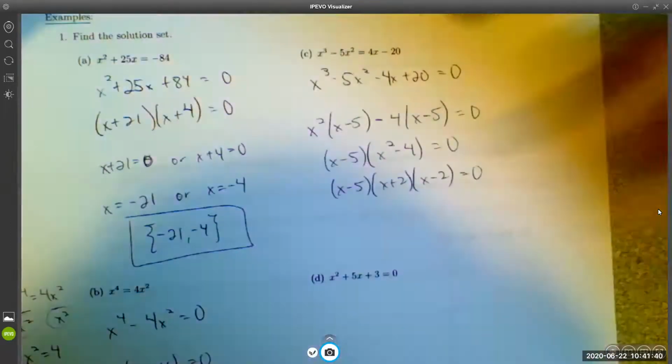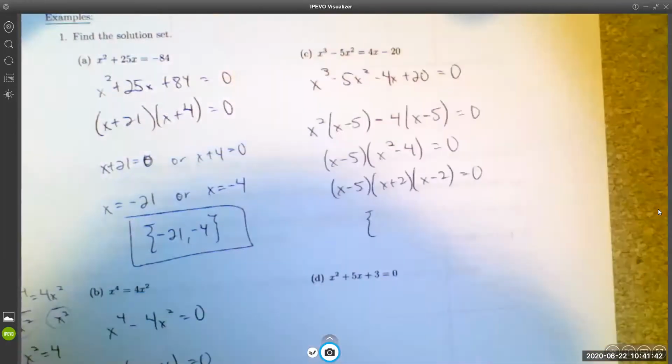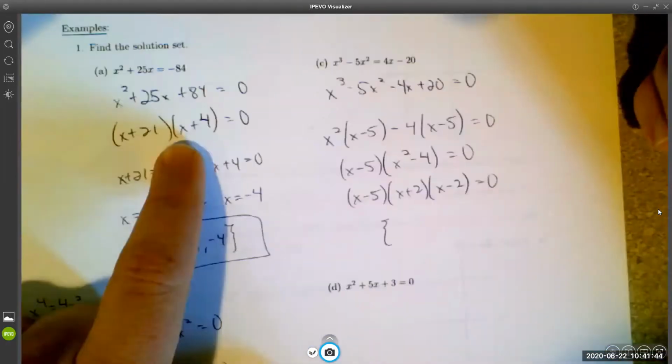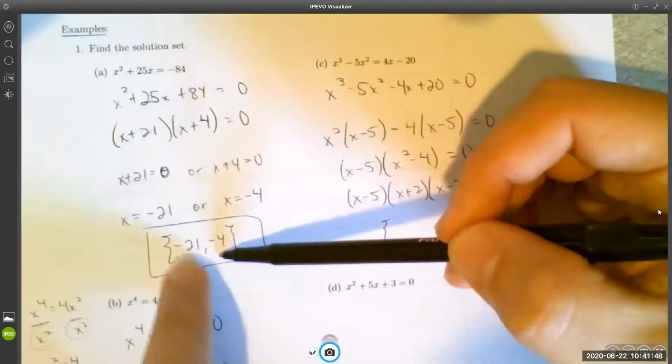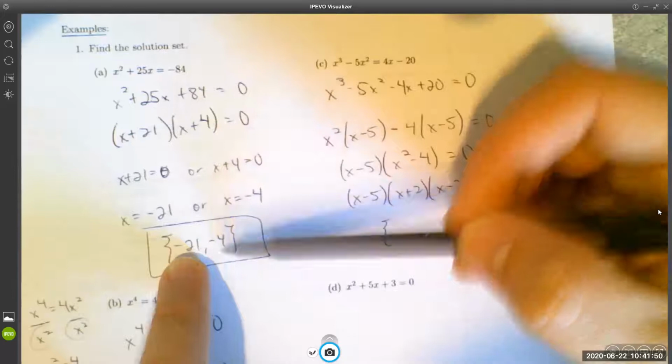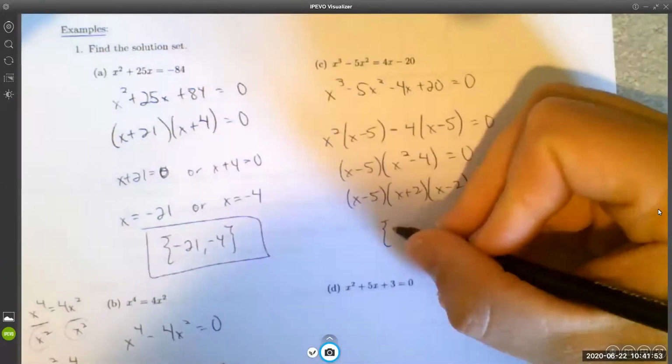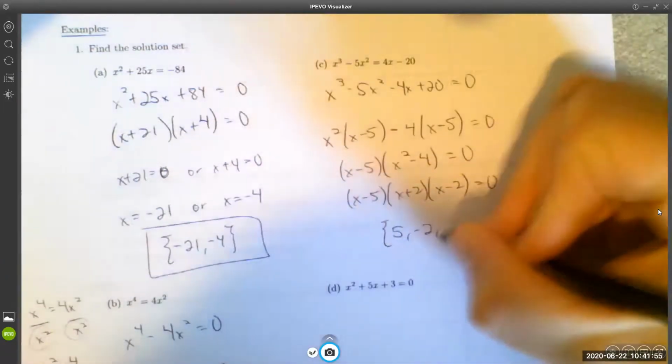Because I'm running out of space, I'm just going to cut to the chase. One thing that you'll notice is that once you get the factorization, you just change the signs there, and those are your answers. So once you get the factorization, I know that the solutions are going to be 5, -2, and +2.